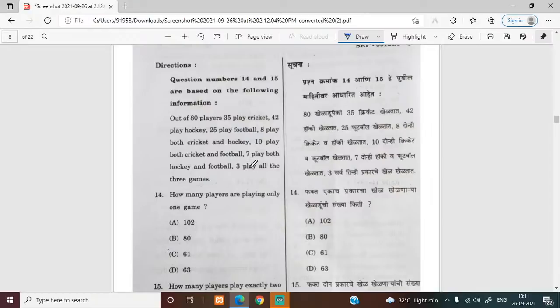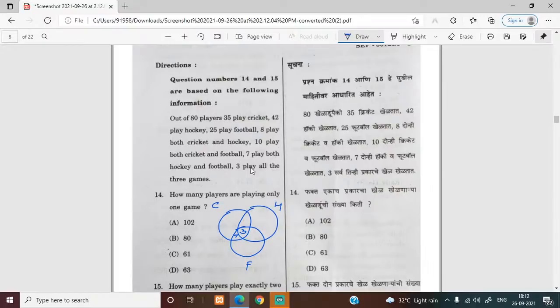So if we draw the diagram here, first you have to draw 3 circles, students. Okay. 3 circles. 3 people are playing all the games. This is cricket, this is hockey, this is football. Okay. But they are saying 10 people play cricket and football. So this full circle is 10. And students, since this is 3, this is going to be 7.